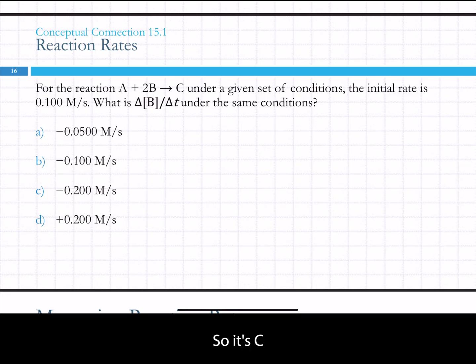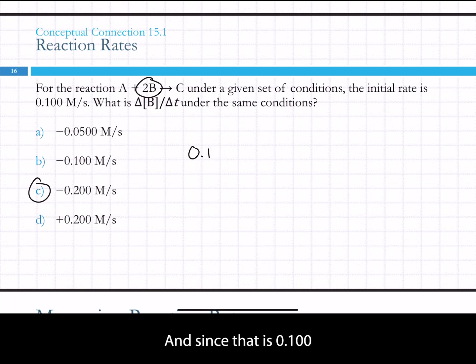So it's C, because it's 2B. Again, most of the time when it says initial rate, if it doesn't tie it to a specific species in the reaction, it's talking about an overall rate. Here, it just says the initial rate is this, but it doesn't say the initial rate of A or C or B. So we can assume that it's the overall rate.